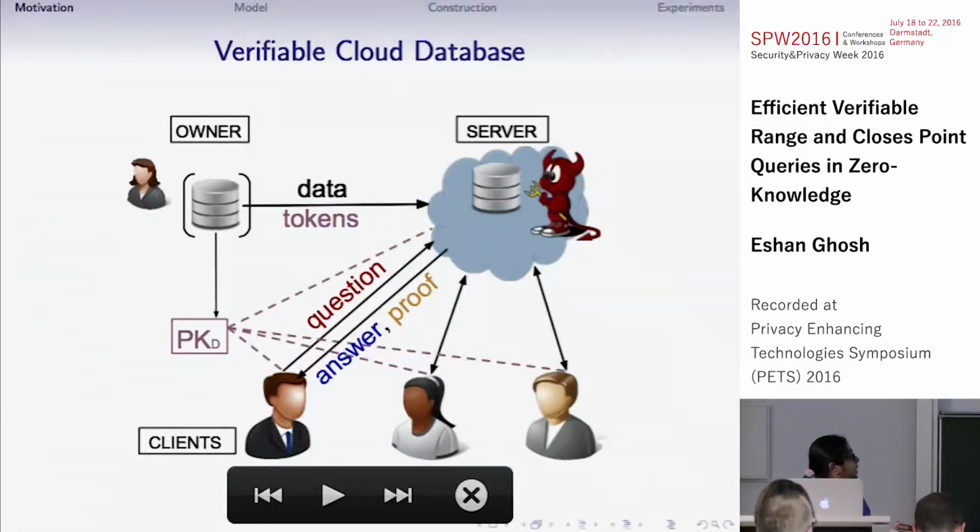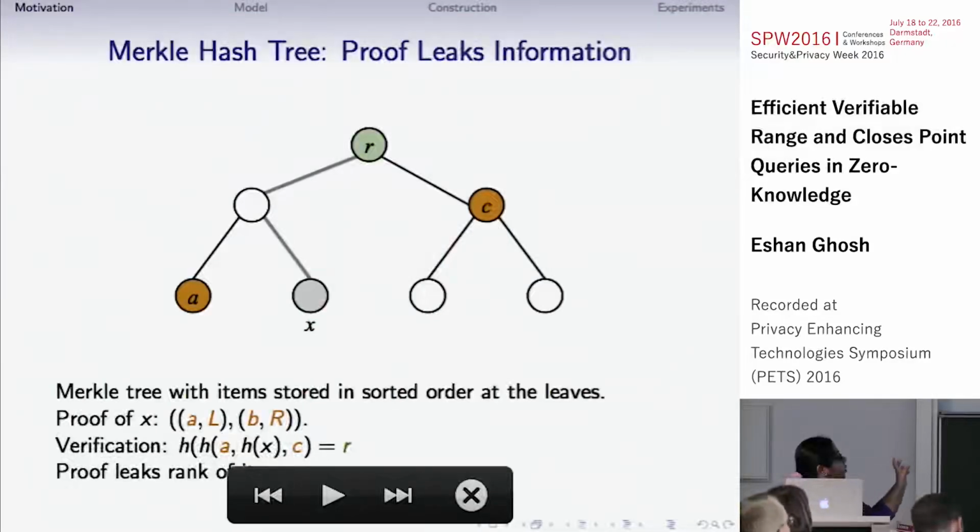But the problem with this technique is that the proofs often reveal way more information than can be inferred from the answer itself. To give you a very quick example, take the Merkle hash tree, one of the most widely used data structures in this setting. Let's say the owner wants to authenticate data items, which are the leaves of the Merkle tree. So it generates the Merkle tree on top of them. The Merkle tree is the authentication token that it sends to the server, and the succinct digest is the root of the Merkle tree, which is posted publicly.